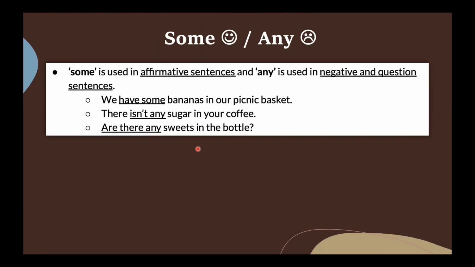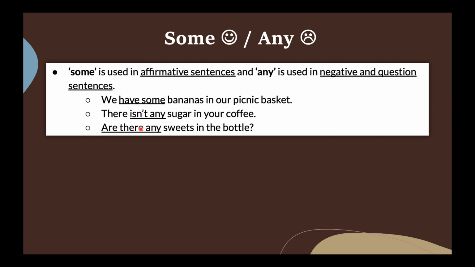Some and any. Here we go. Some. 조금 있을 때 아까 설명했어요. 그쵸? We have some bananas in our picnic basket. 조금 있어요. We have some. 바나나 조금 있어요. Some bananas. 여기 there isn't any sugar. 그래서 any는 부정문 사용하는 거예요. 부정문. Okay? There isn't any sugar in your coffee. Any. 아무것도 없어요. There's no sugar.